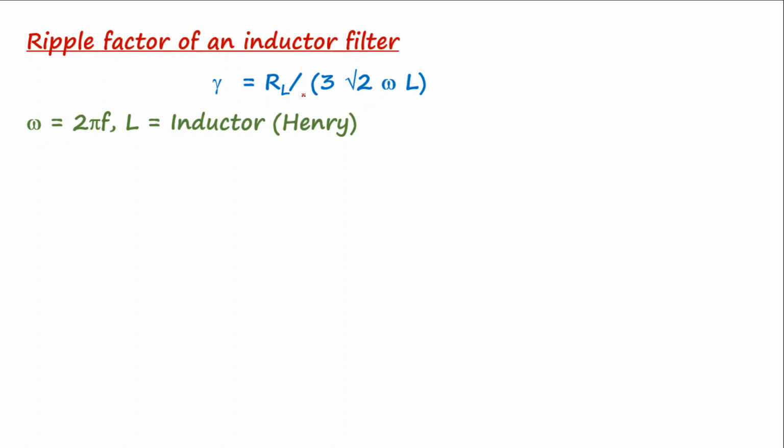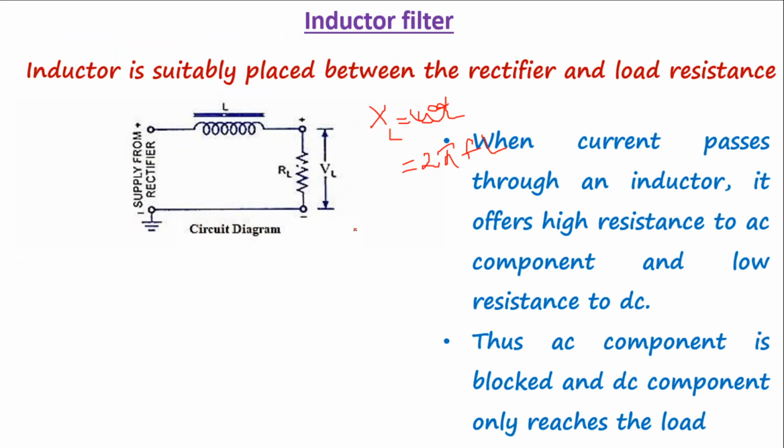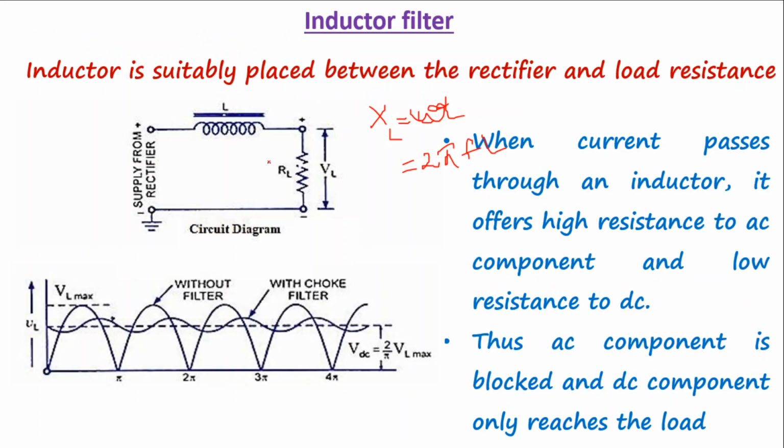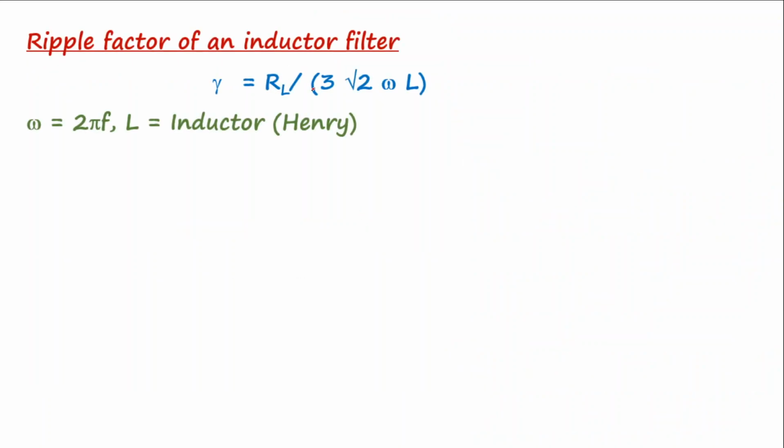Now you see what is RL. We have seen in the previous slide that RL is the load resistance value. Omega is the angular frequency, which is equal to 2 pi f. And L is the inductance value of the coil, normally represented in Henry. So this is how the ripple factor can be found out.